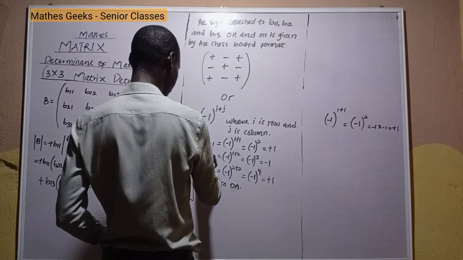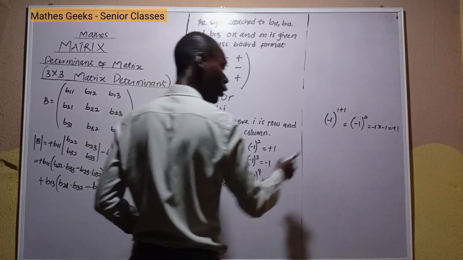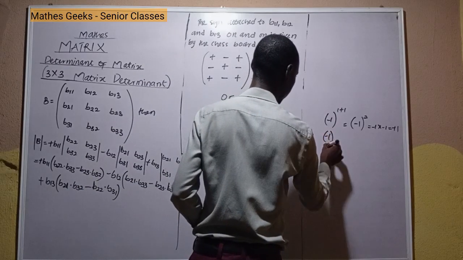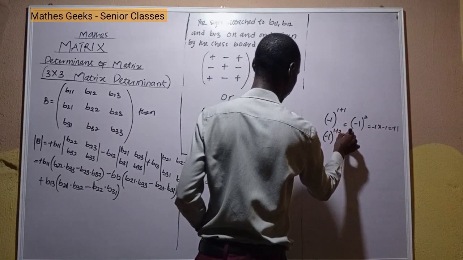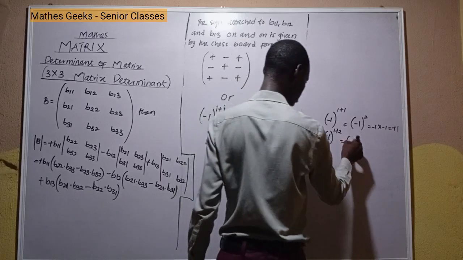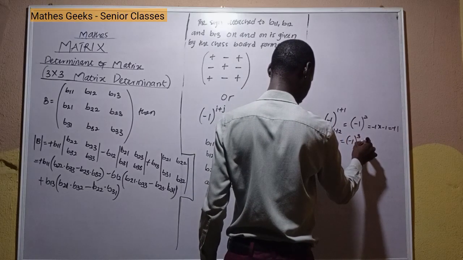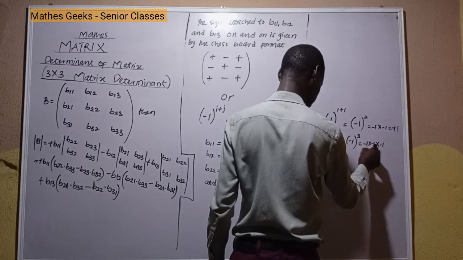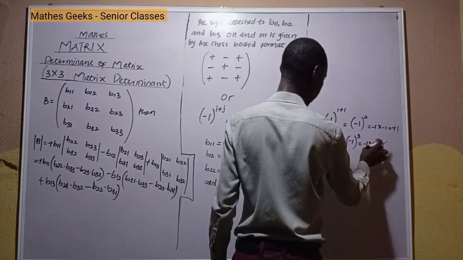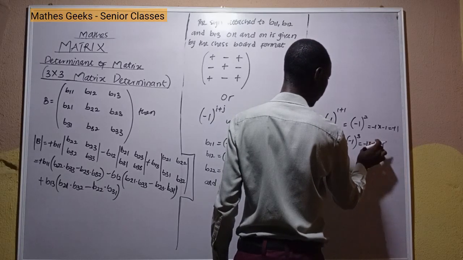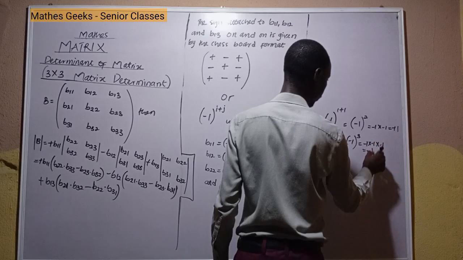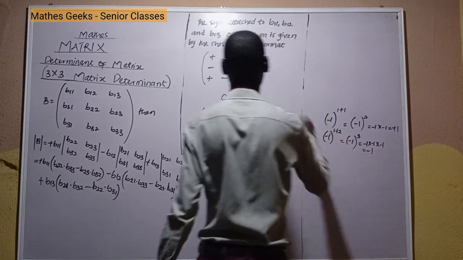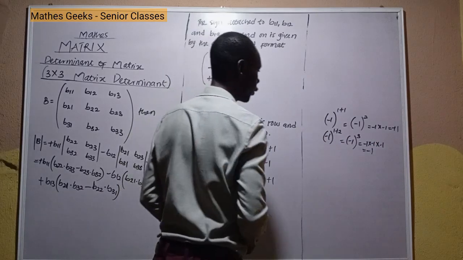Looking at the second one, B12: -1 raised to 1 plus 2. This will give us -1 to the power 3. This is -1 times -1 times -1. Minus times minus is plus, plus times minus is minus. 1 times 1 is 1, times 1 is 1, so -1. So our next sign here is negative.